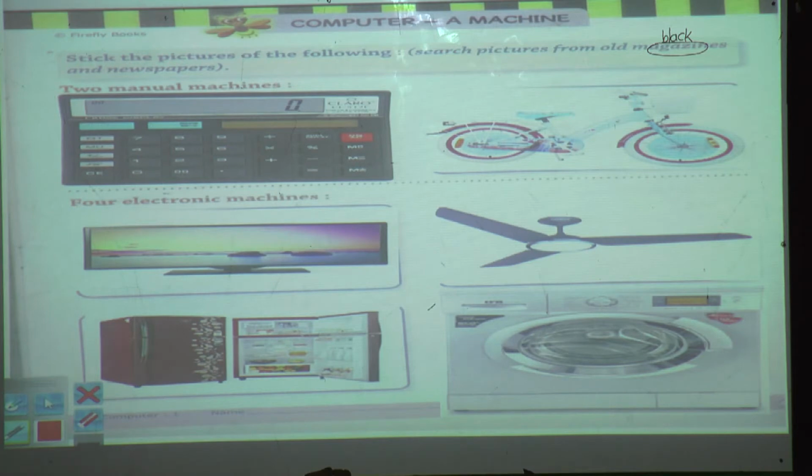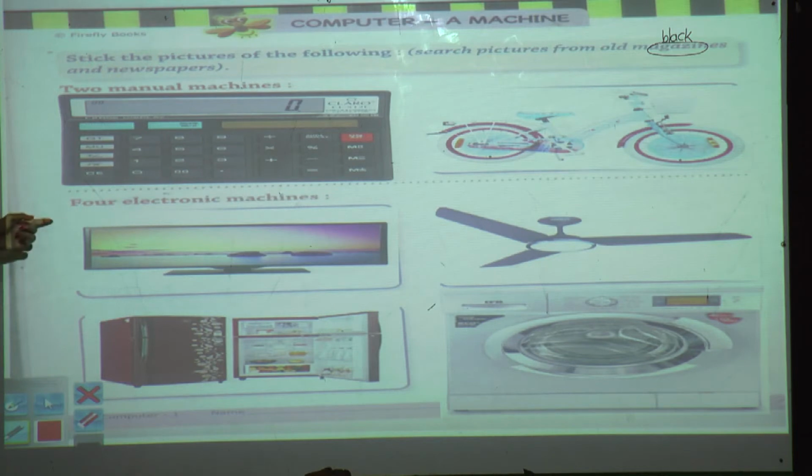Two manual machines. What do manual machines mean? Machines are of two types, manual machines and electronic machines. Which machines are called manual machines? For working these machines, we require manpower. These machines are called manual machines. First is a calculator and next one is a bicycle. You have to search these pictures from your newspaper or magazine. Where you get them, you paste. If you do not get them, we will paste them afterwards.